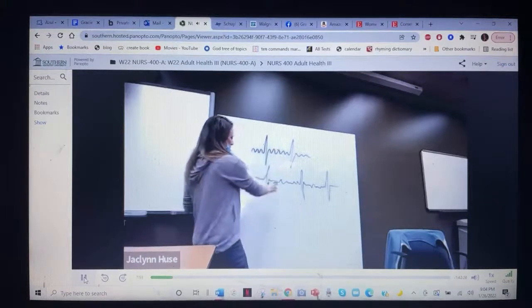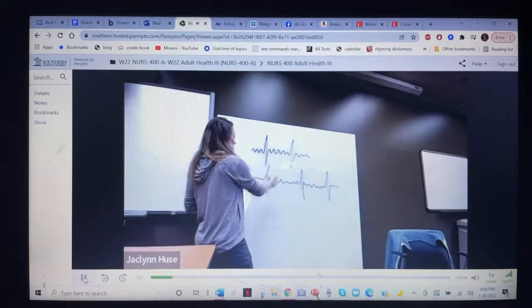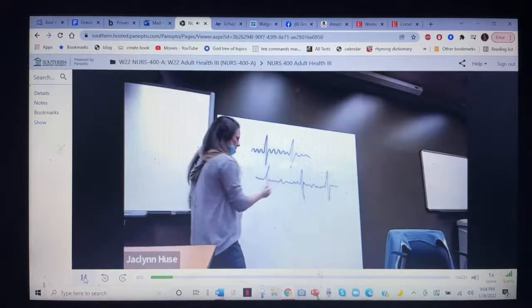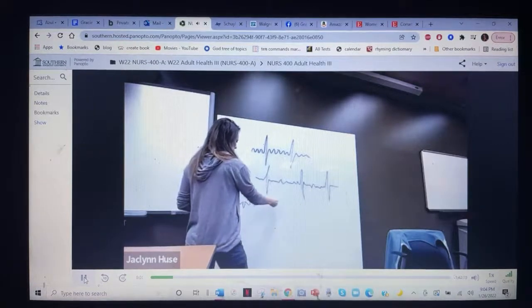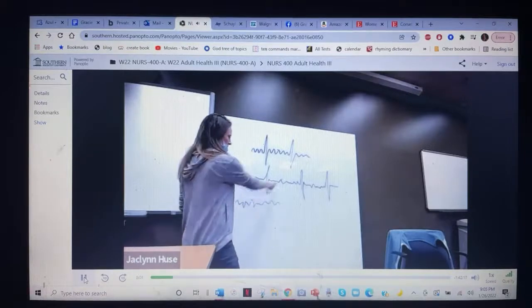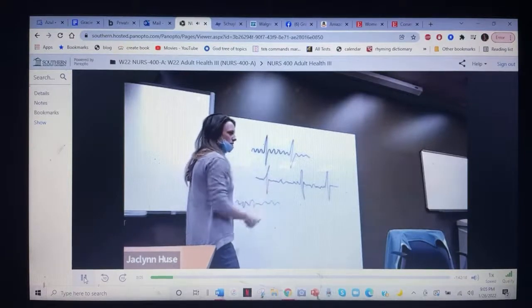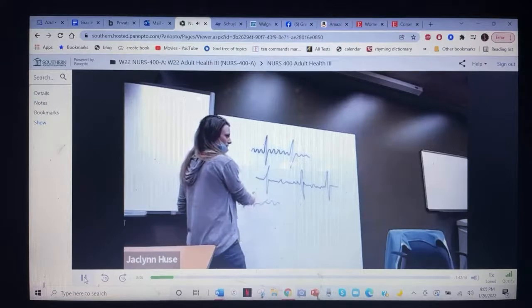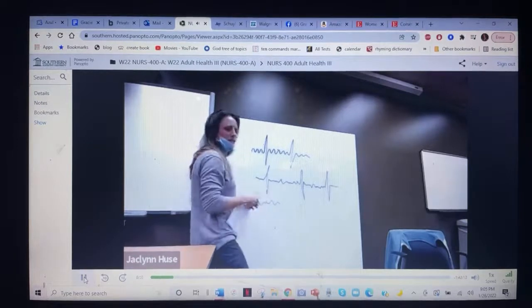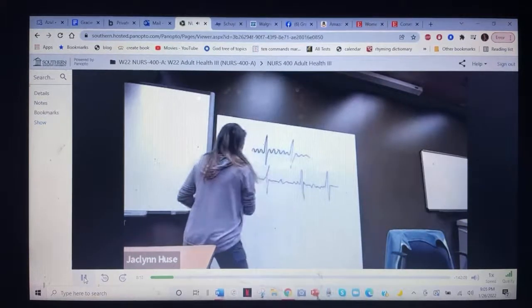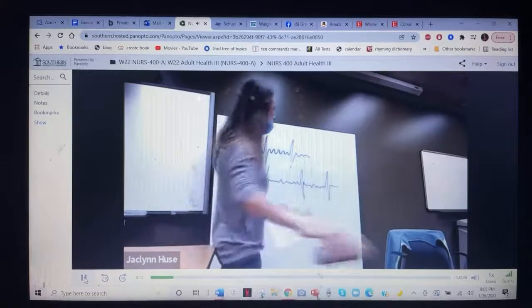And AFib is just kind of like VFib. Like VFib is like this, you know. So this is just in between the QRSs. So if you give QRSs to VFib, it's AFib basically. Okay, so this is happening.